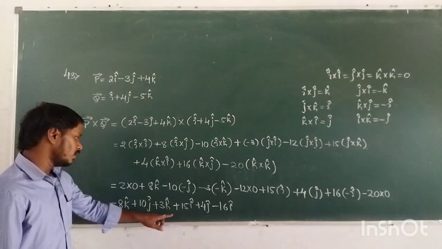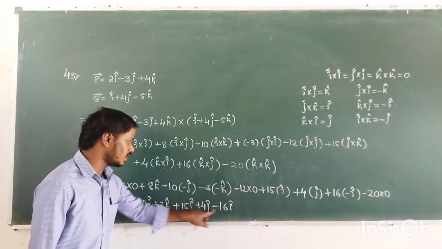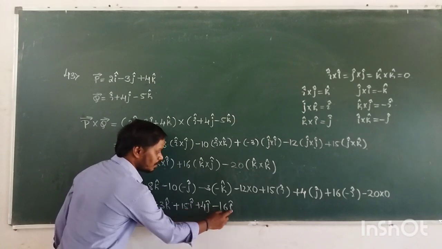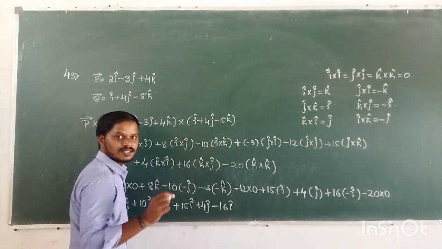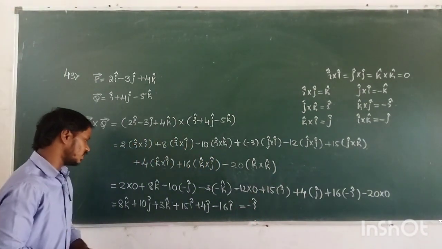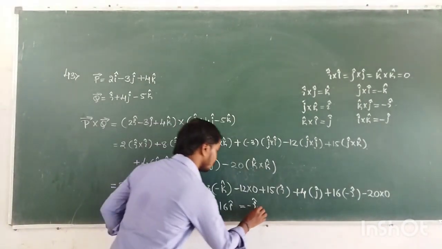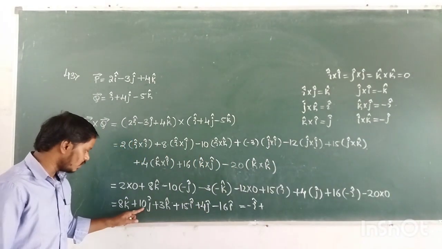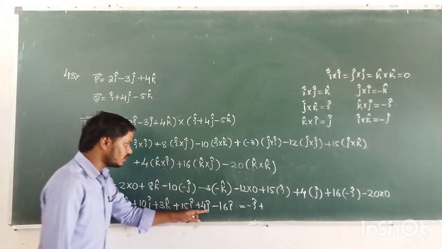See here, 15i minus 16i, that is minus i cap. Because in these two i is common, then 15 minus 16 is minus 1. That is minus i cap. Next, 10j plus 4j, that is 14j. In these two j is common. Taking j as common, then 10 plus 4, that is 14. That is 14j.